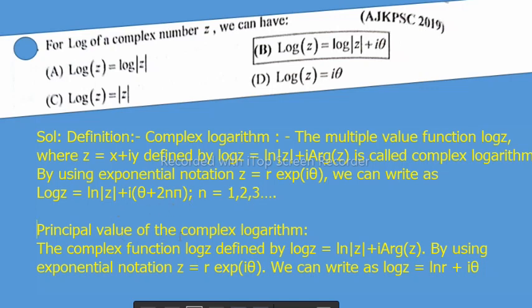Next, principal value of complex logarithm. The complex function log defined by log z is equal to natural log absolute of z plus iota argument of z. By using exponential notation, z is equal to r e power iota theta. We can write log of z is equal to natural log r plus iota theta. So option B is correct, that is log z is equal to log of absolute of z plus iota theta, which is the required solution.